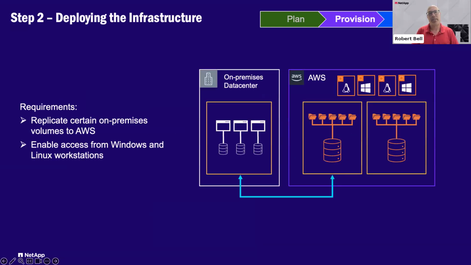Now, the next step is the planning phase. So let's say we've decided to go ahead with this. We got approval from both the CFO and the CSO. And now we want to replicate certain volumes from on-premises and also enable multiple operating systems.